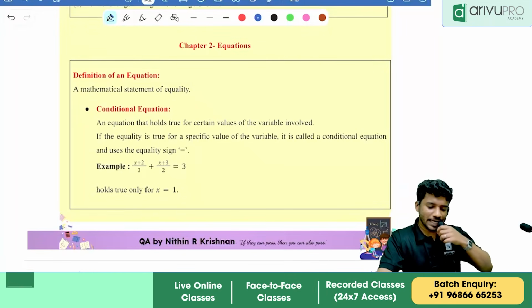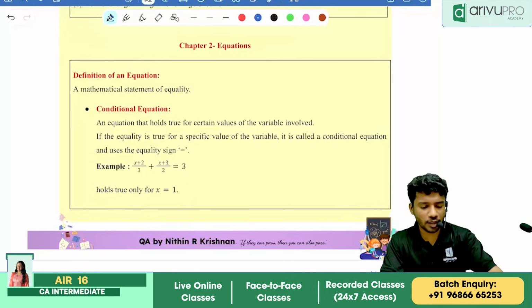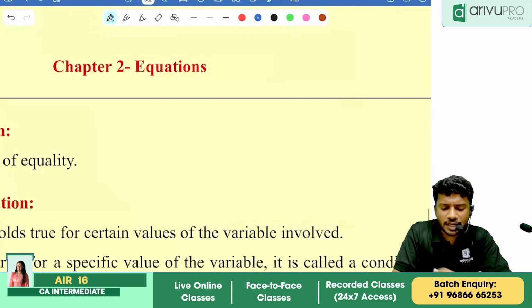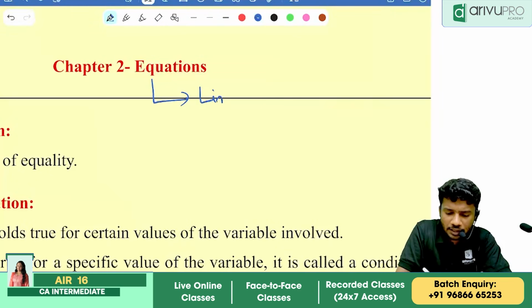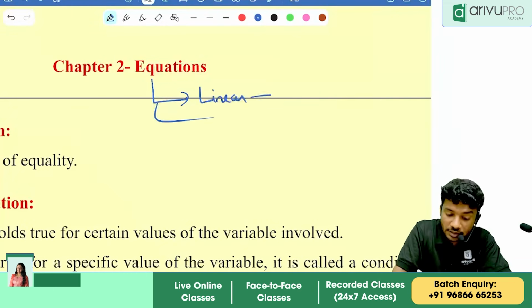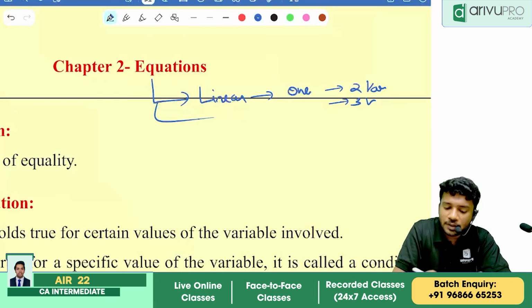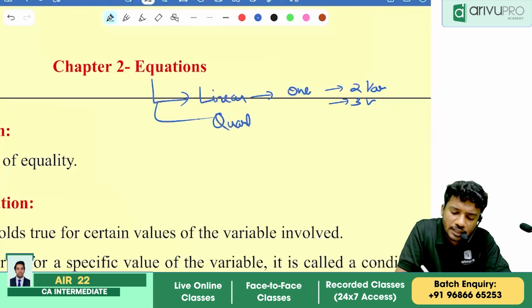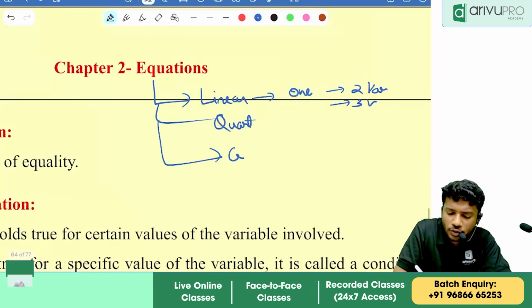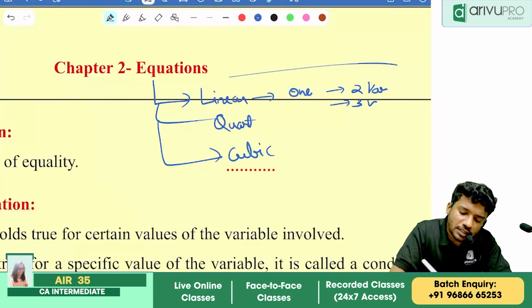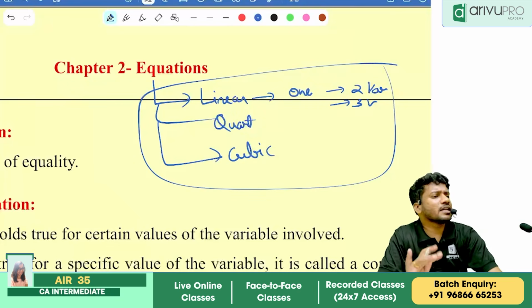Chapter 2, equations. In this chapter we will be learning linear equations. Linear equation itself we will have one variable, then two variables, then three variables. Then we will go to quadratic equation, then cubic equation. These are the things we will learn from this chapter. And it is an easy chapter.